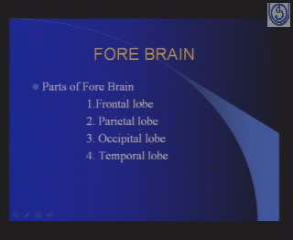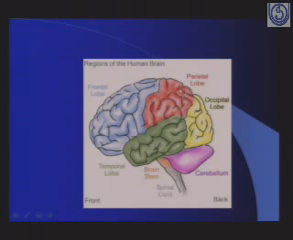Frontal, as the name suggests, is situated anteriorly. Next to it is the parietal lobe, then the occipital and temporal lobe. So this is what a brain looks like. This is the anterior part of the brain, known as the frontal lobe. Next to it is the parietal lobe. Then posteriorly it is the occipital lobe, and this is what is known as the temporal lobe, situated just beneath the temporal bone of the skull. This is your frontal lobe, parietal lobe, occipital lobe, temporal lobe.